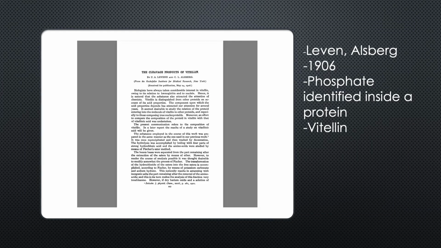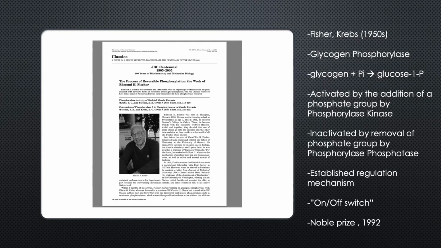So I'd like to add a little background information. Back in 1906, an experiment by Levene and Alsberg identified the first phosphate group existing inside of a protein. The protein that they looked at was vitellin. In the 1950s, an experiment done by Fischer and Krebs found that the enzyme glycogen phosphorylase, which catalyzes the reaction of inorganic phosphate plus glycogen to glucose 1-phosphate, was activated by the addition of a phosphate group by phosphorylase kinase and was inactivated by the removal of the phosphate group by phosphorylase phosphatase.